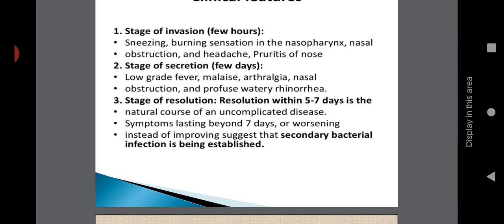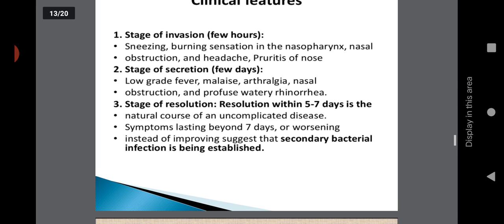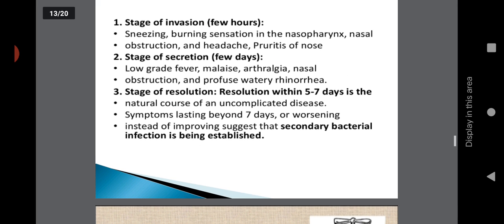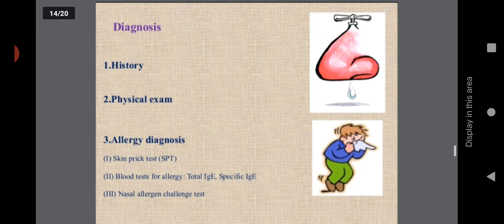Okay, if the symptoms last beyond 7 days, if you are having itching or sneezing or the allergic signs and symptoms for more than 7 days, or if it is worsening, then we can call it a secondary bacterial infection that has started. Okay, so these are the signs and symptoms. Next, we will see how to diagnose.